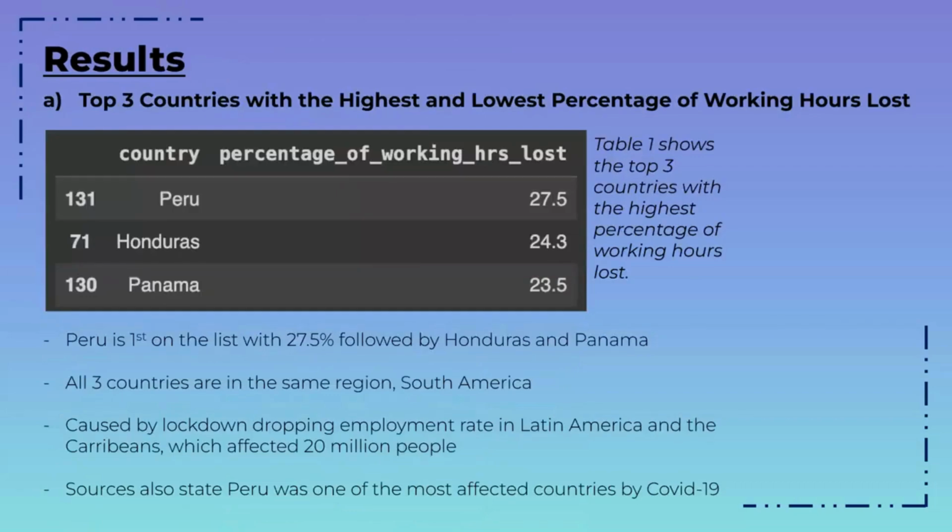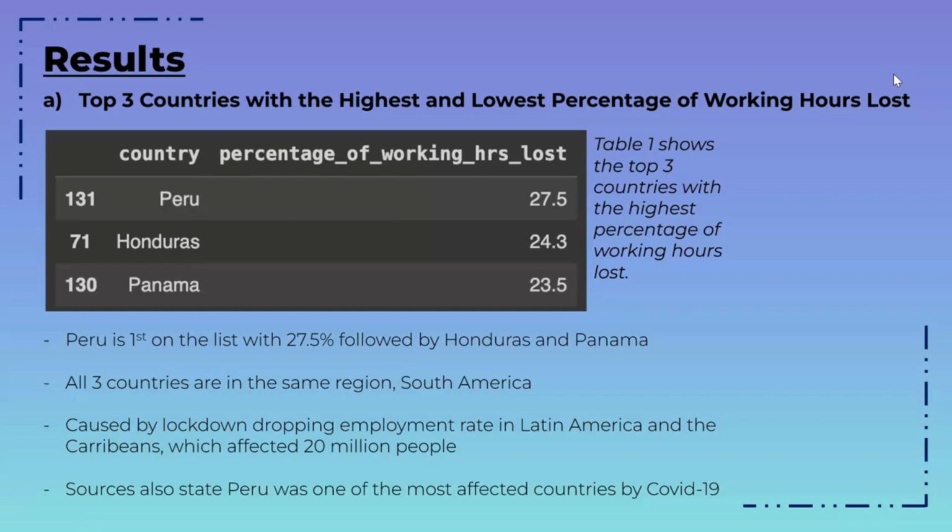Pass on to Zishan. So these are the results that we gained through this project. Our first objective was to find the top three countries with the highest and lowest percentage of working hours lost. And from this, you can see that Peru has the highest amount of working hours lost, followed by Honduras and Panama. We can also deduct that all three of these countries are from the South American region.